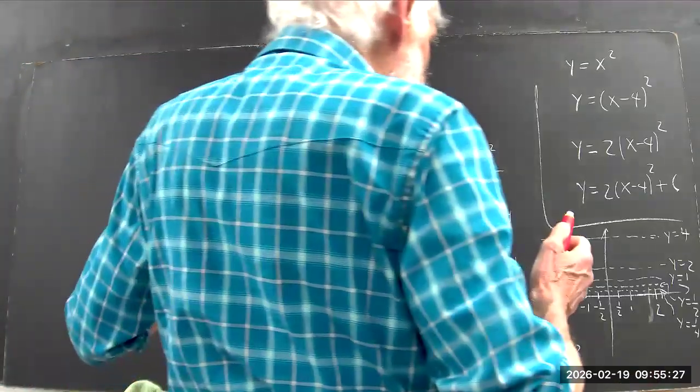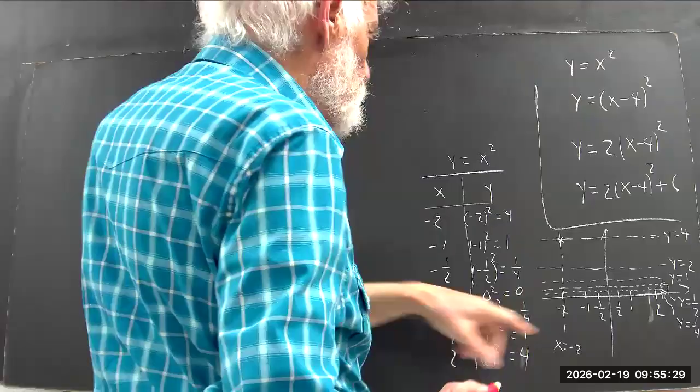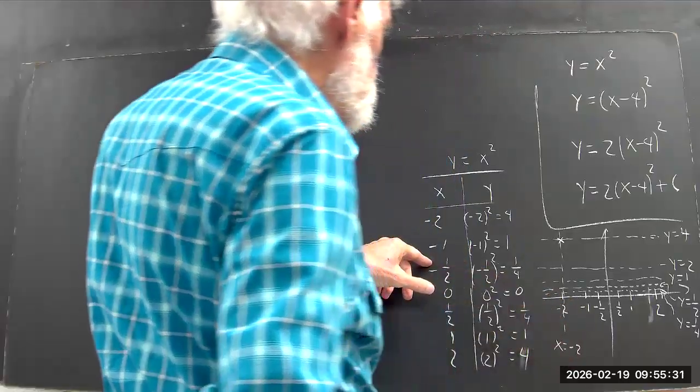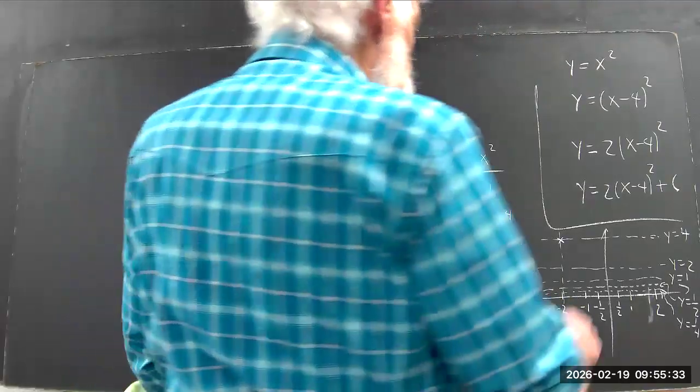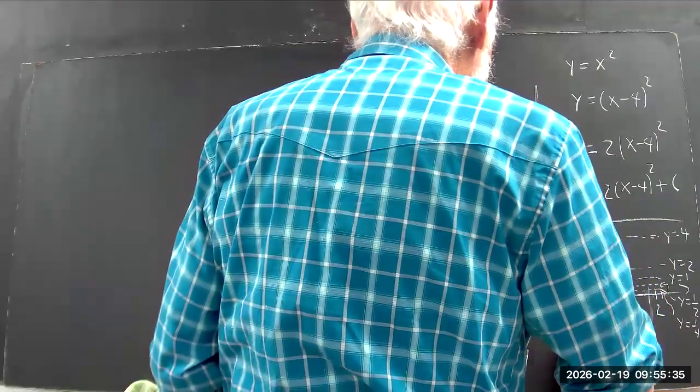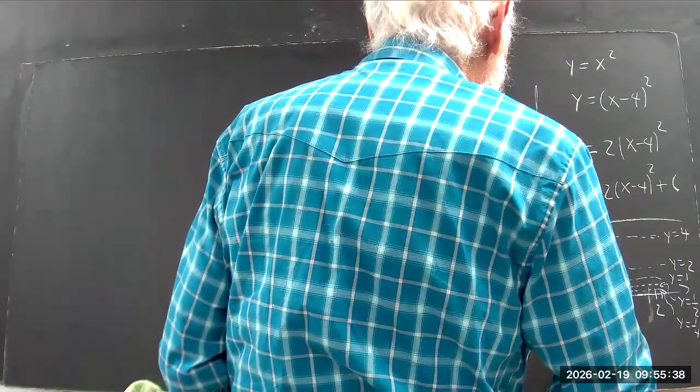Okay, so now at -1, we find that y is 1. So I draw a vertical line segment through x equals -1.